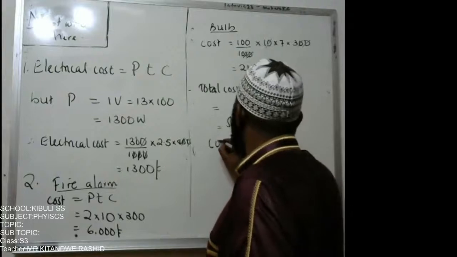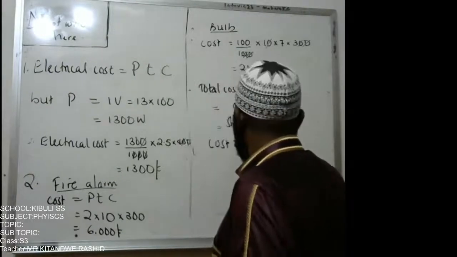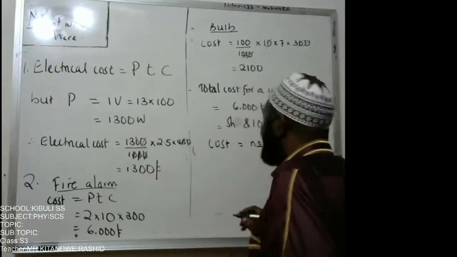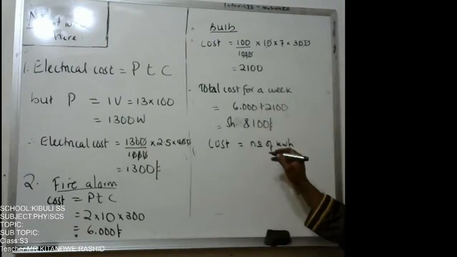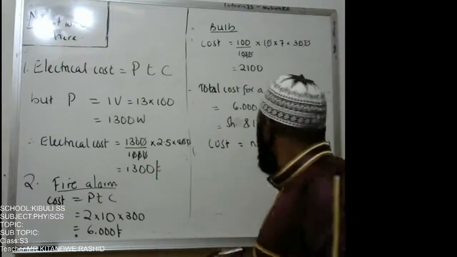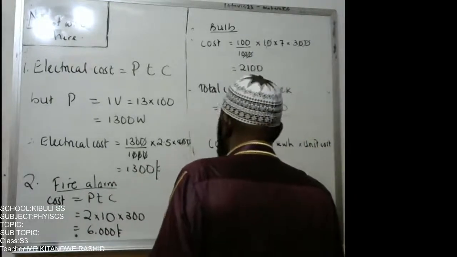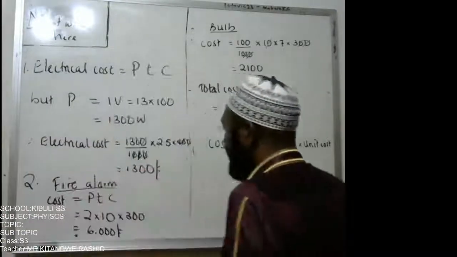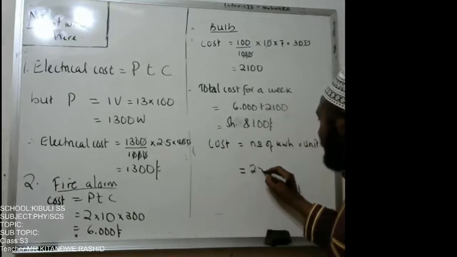power cost is equal to number of kilowatt hours, number of kilowatt hours, these are number of minutes, times time, times unit cost. So what you can do, you can now say for the fire alarm, the kilowatt hour, we had 2 kilowatts times the number of hours.